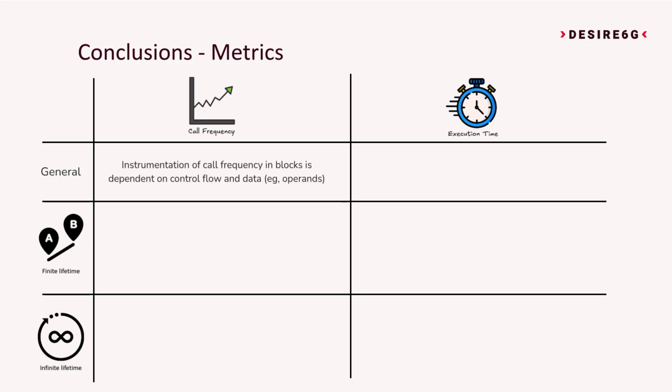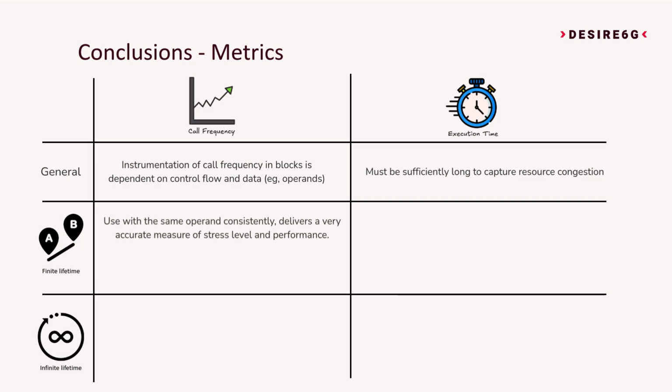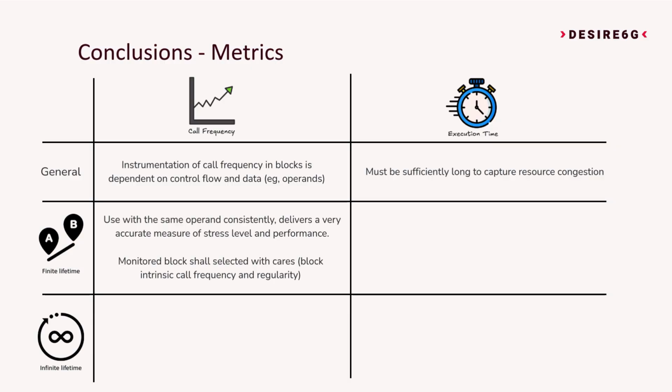First, regarding call frequency, we have seen that its instrumentation within blocks depends on both control flow and data. For execution time, regardless of the lifetime type, the instructions in the reference block must be long enough to capture resource congestion. Concerning call frequency in a finite lifetime, using the same operand consistently delivers a very accurate measure of stress level and performance. Additionally, the monitored block should be selected with care, taking into account its intrinsic call frequency and regularity.